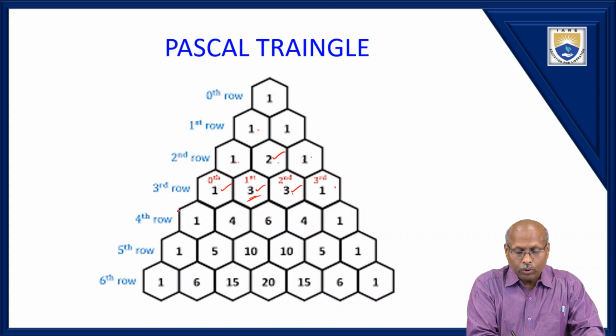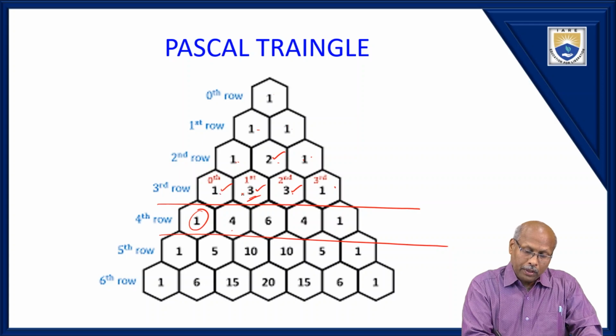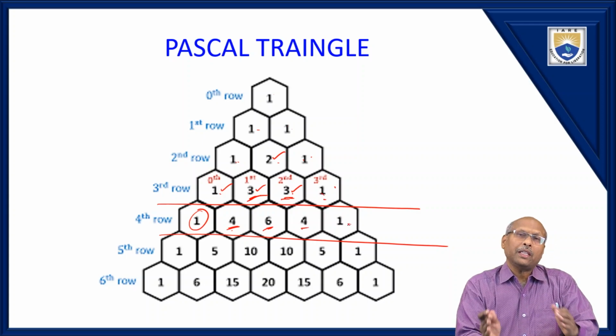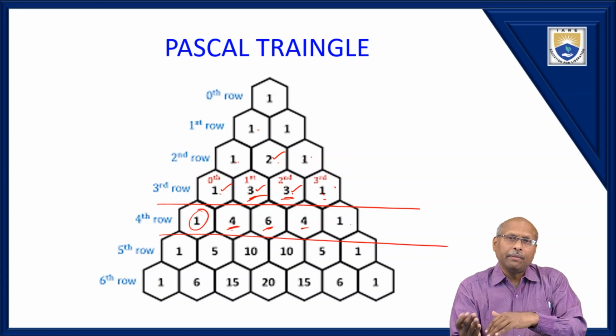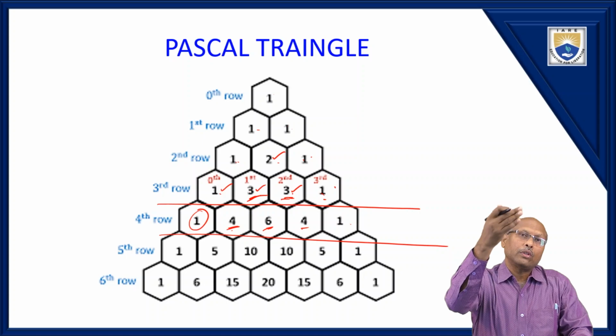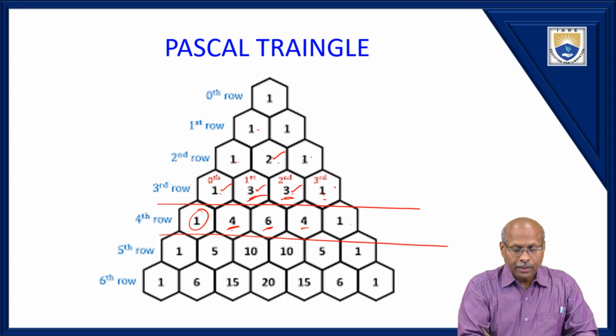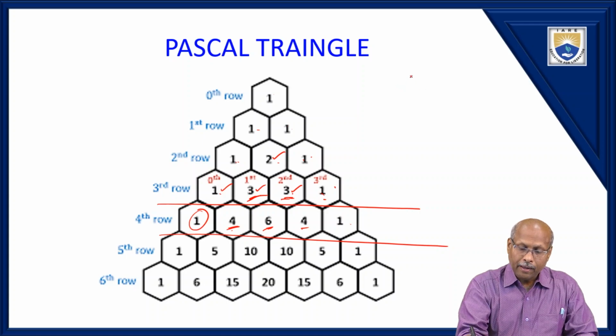Now the fourth row: the first element is always 1. The next element is 1 plus 3, 4. The next element is 3 plus 3, 6. The next element is 3 plus 1, 4. The last is 1. Always the left side and right side will be filled with 1. The middle elements you calculate by adding the top row's neighbor elements. Fine.